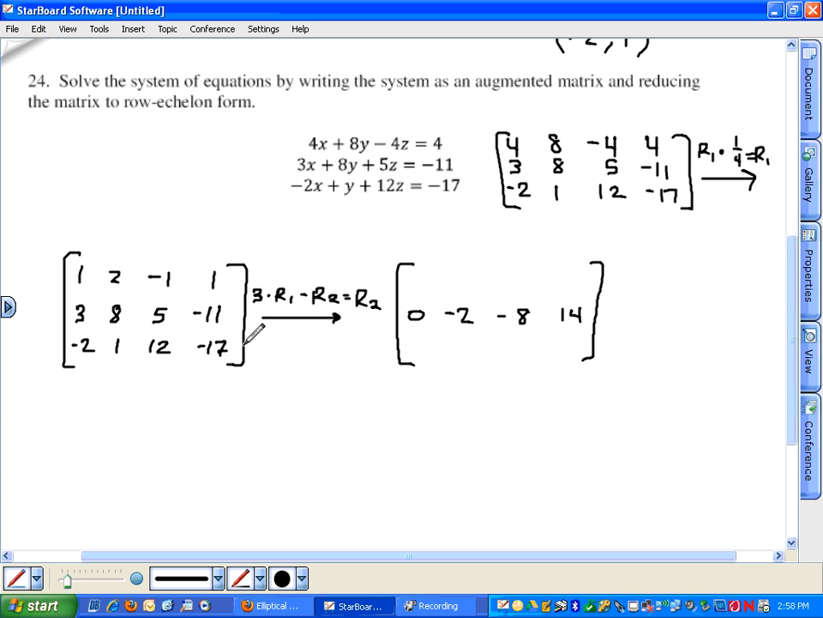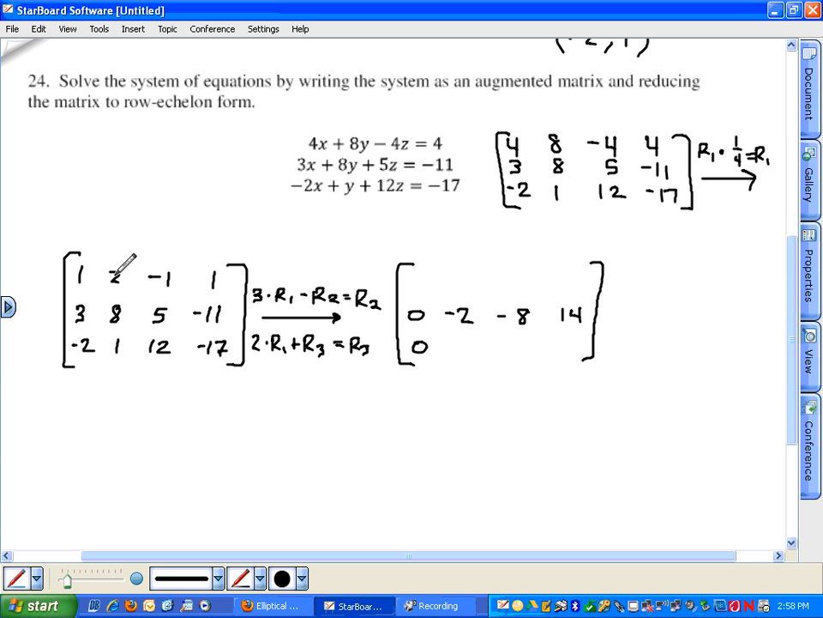Now we need to perform a similar operation to get this entry right here to be a 0. If I multiply row 1 by 2 and add row 3, 2 added with a negative 2 is going to result in a 0. So 2 times row 1 added to row 3 is going to equal row 3. It's going to be a 0.